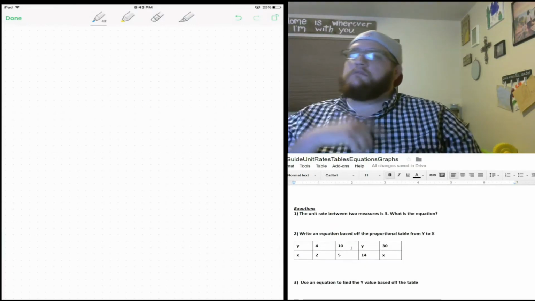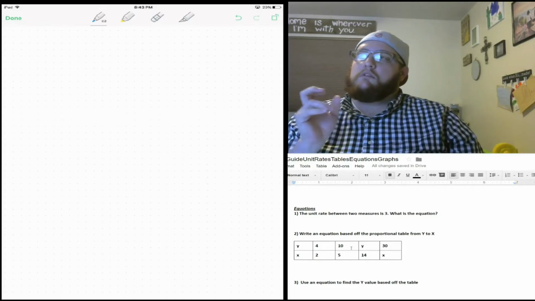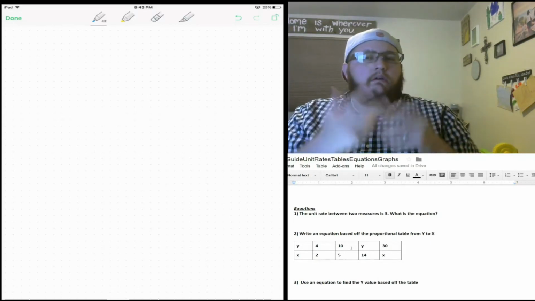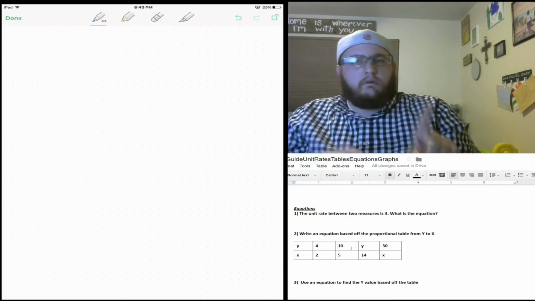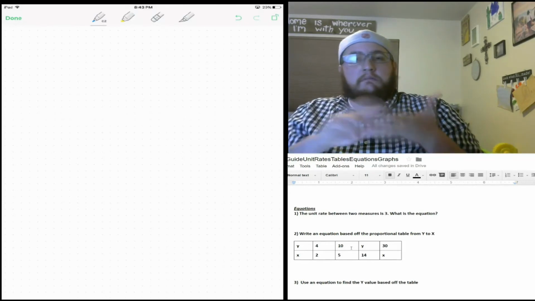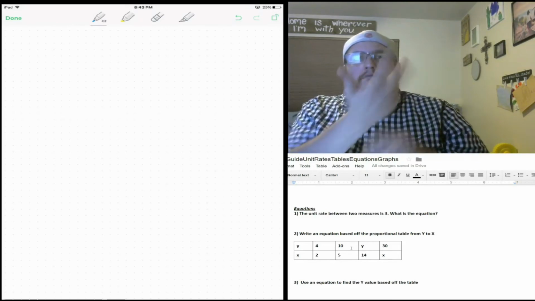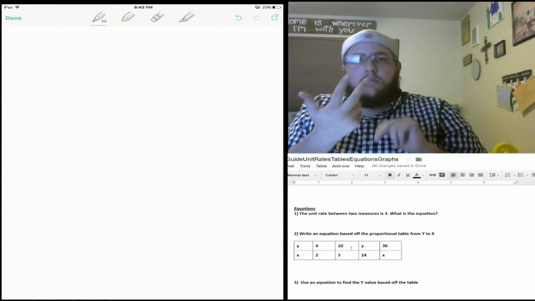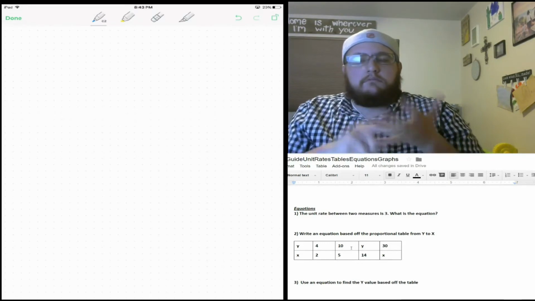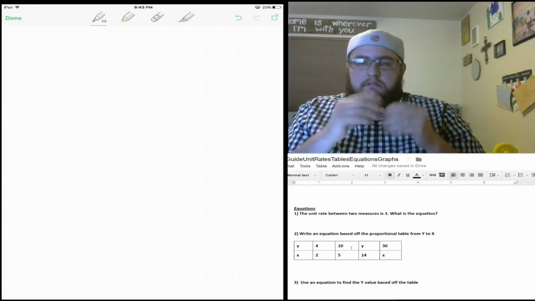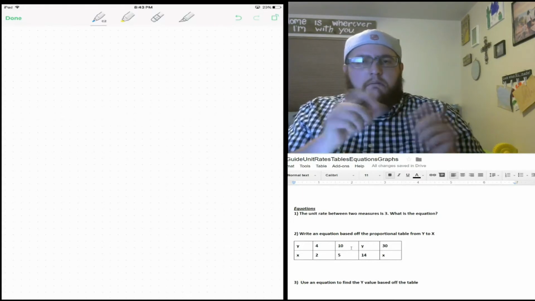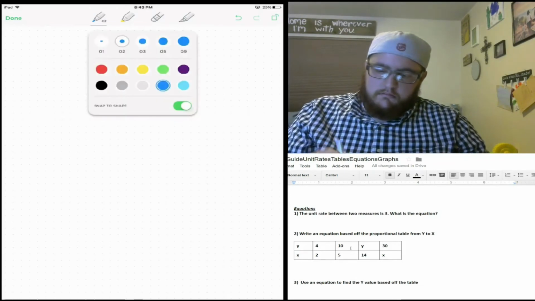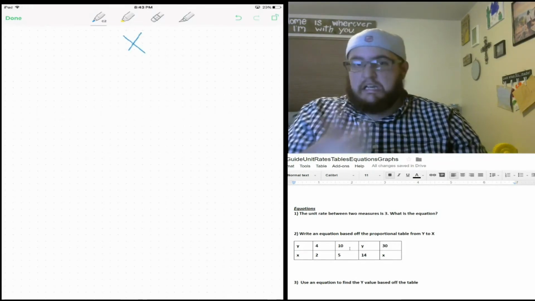Now, the next topic is equations. Number 1 says the unit rate between two measures is 3. What is the equation? Well, remember that a unit rate means that as the x increases by 1, so 1, 2, 3, 4, the y value will increase by the unit rate, or 3. So it'll go up 3, 6, 9, 12, 15. It will continuously go up by 3 every time x goes up by 1. So that means we can plug in any number for x, and if we multiply that number by 3, we will get our y value.